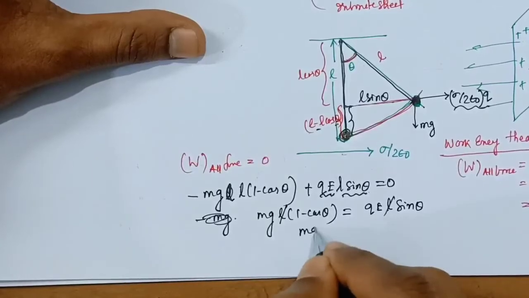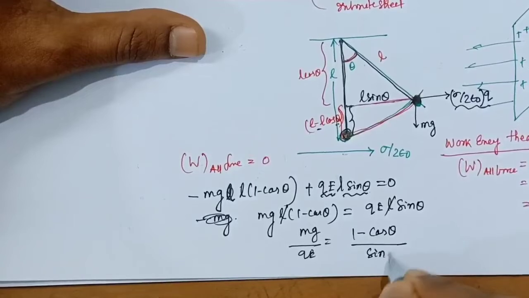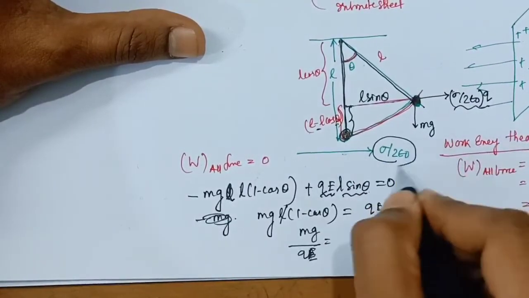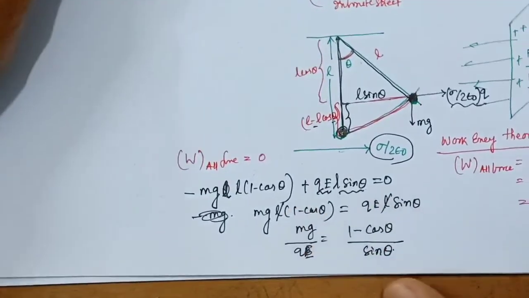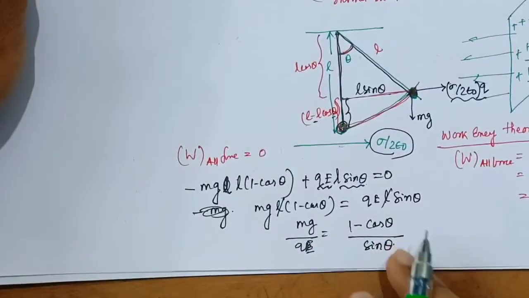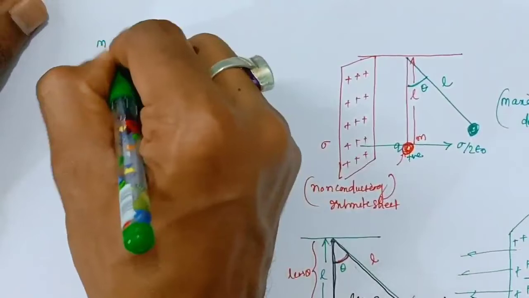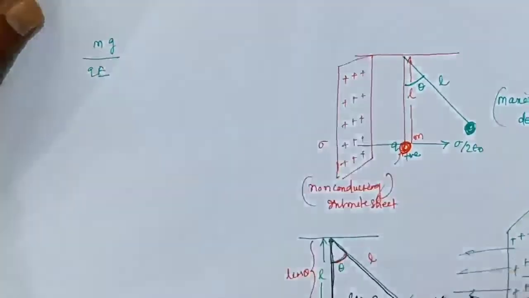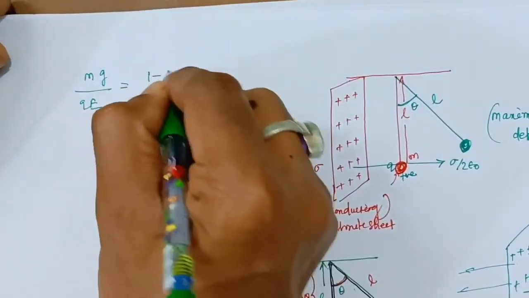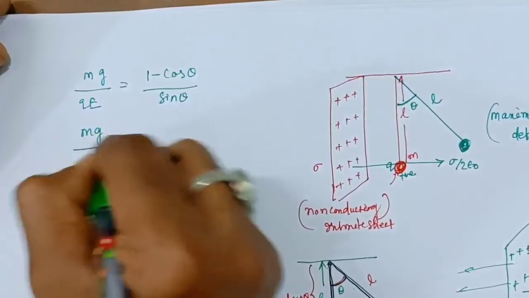So what are we getting? mg upon QE equals (1 minus cos theta) upon sin theta. And I will substitute this value of E, which is sigma by 2 epsilon naught. Let me solve this mathematics. So what is the result coming? I will write the result here, with a little arrangement in a better way: mg upon QE equals 1 minus cos theta upon sin theta.